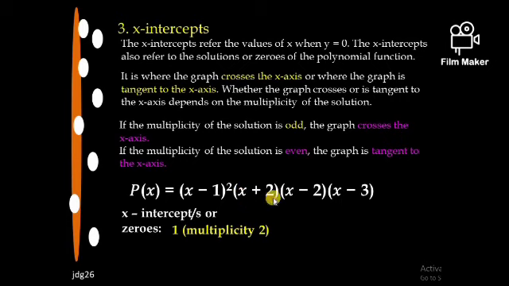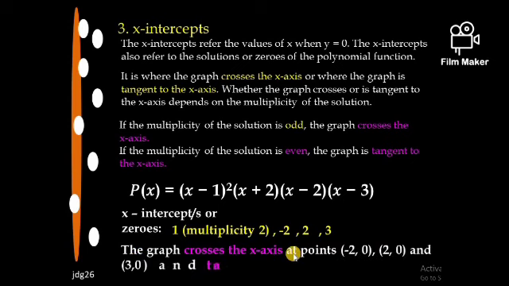Next, kung x plus 2 naman, ang 0 natin dyan, or x-intercept is negative 2. If x minus 2, we have positive 2 and positive 3. So, we have the x-intercepts 1, multiplicity 2, negative 2, positive 2, and positive 3. So, what does it mean? The graph crosses the x-axis at points negative 2, 0, positive 2, 0, and 3, 0. And tangent to the x-axis at point 1, 0.